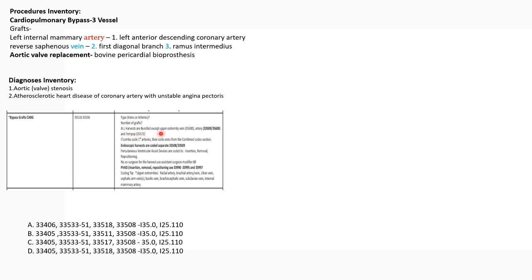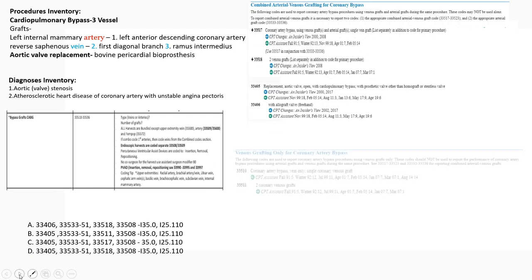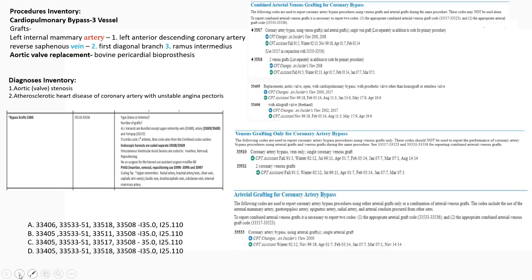All the grafts are harvested except the upper extremities, which are bundled. If it is a combination code, always use the arteries first, then the codes for the veins from the combination section, and endoscopic harvests are also coded along. So these are our procedures.